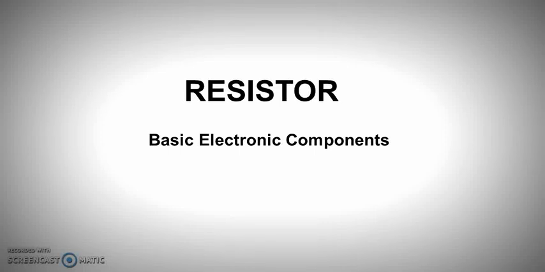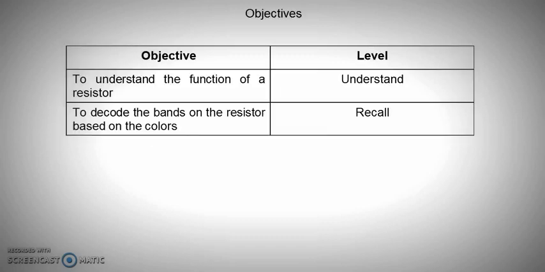In this class, we will know how to read the color code of a resistor and know the function of a resistor. The main objective of this class is to understand the function of a resistor at the understand level, and to decode the bands on the resistor based on the colors at the recall level.